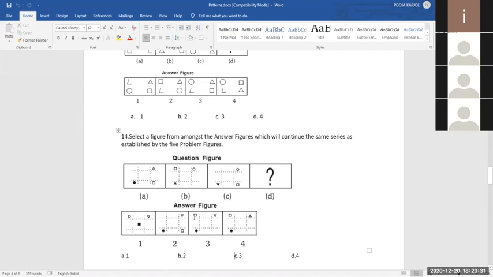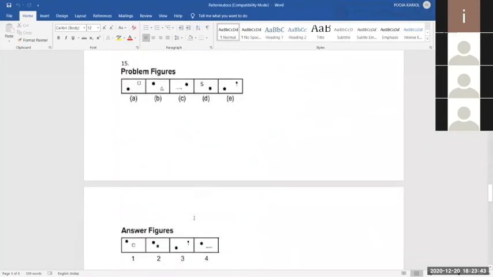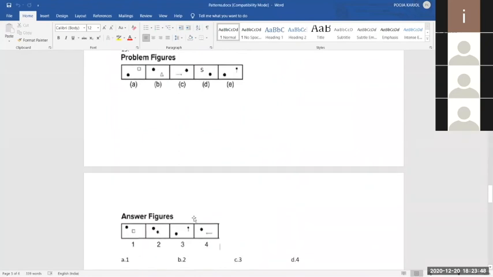See, in questions like these patterns, there is no 100% surety that this is the hard and fast rule. By comparison only you can solve it. Mostly your intuition will be right. So don't worry about it. I'll try to solve this one.